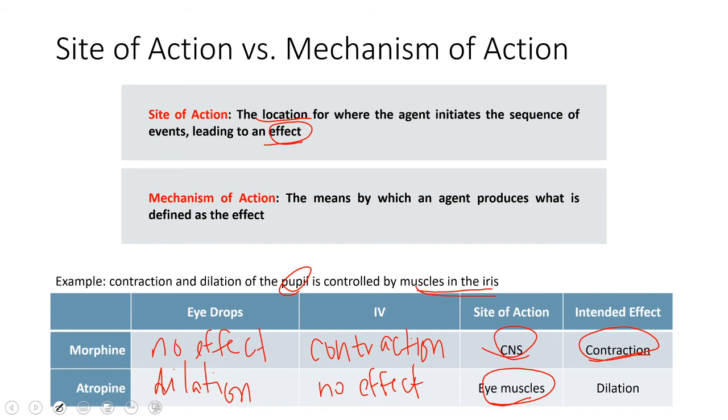And so the desired effect also differs. So in the case of morphine, the intended effect is for contraction. And for atropine, the intended effect is dilation. So how you define the effect is very important in drug delivery.